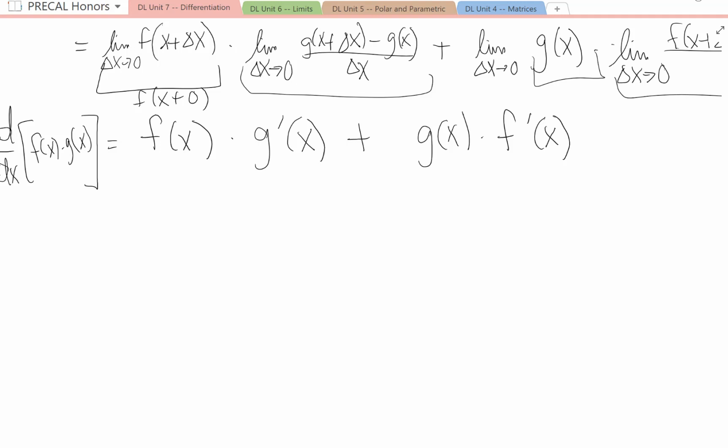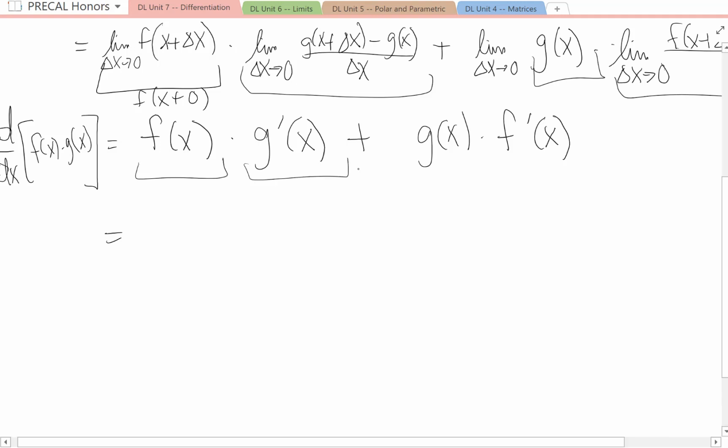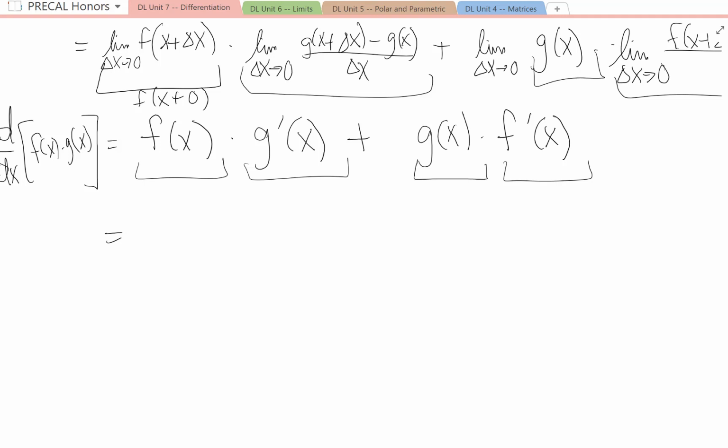So the derivative of a product of functions is equal to the f function times the derivative of the g function plus the g function times the derivative of the f function. My college professor recommended a way of memorizing this that just stuck with me. So I'm going to teach it to you as well.